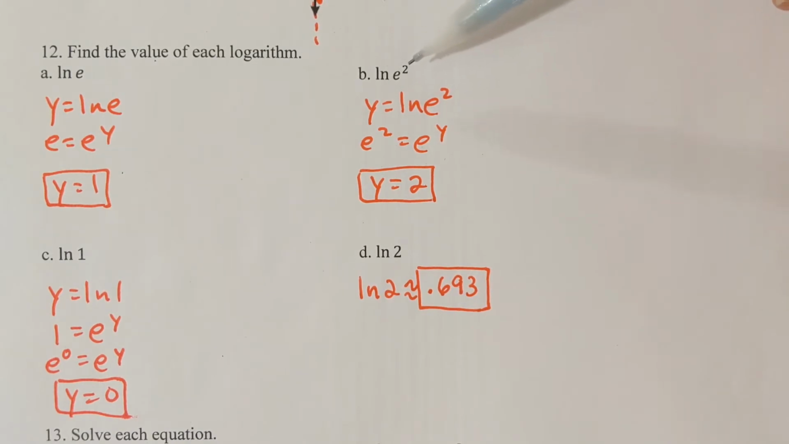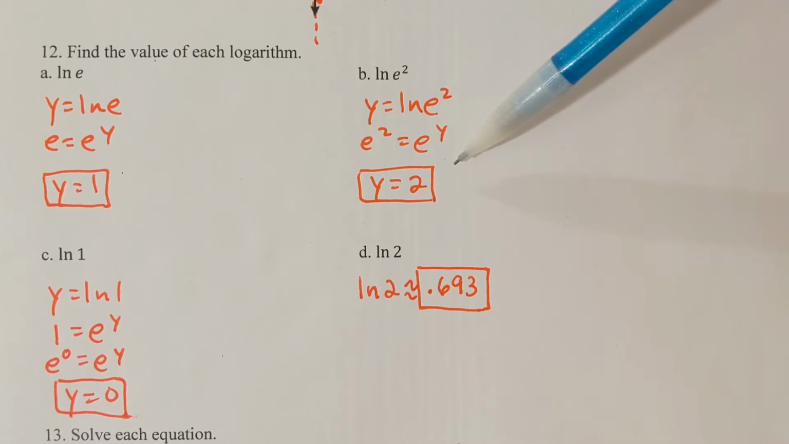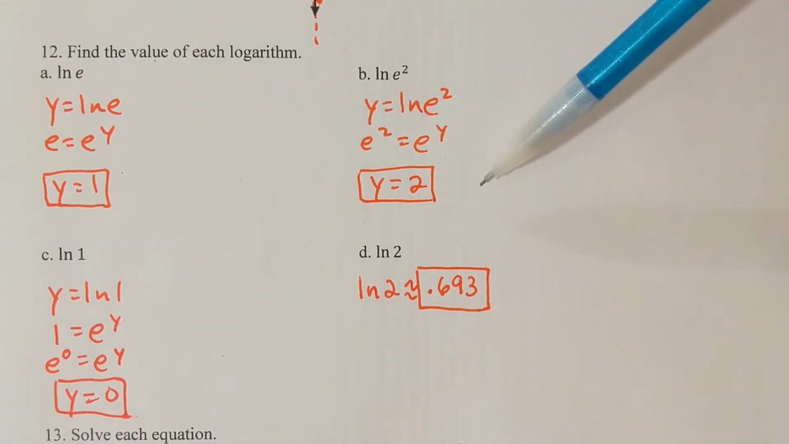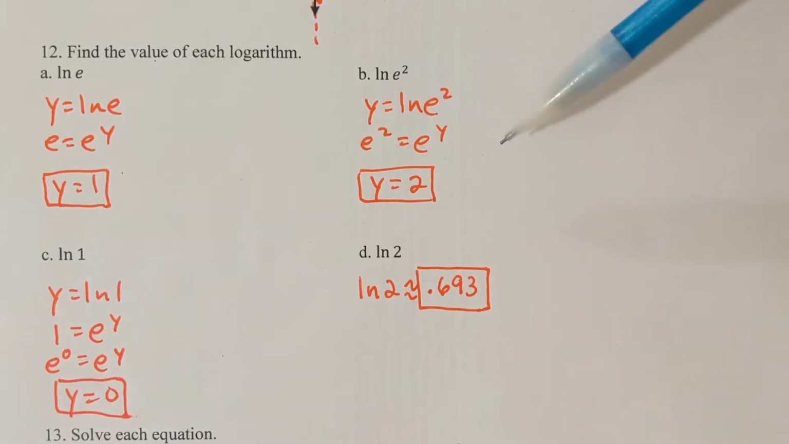Part B, the ln of e squared. Well, let me call that y and then use the definition. e squared is my input, so that's going to go all alone on the exponential. The base is e. y would be the power of e. So e to the y = e squared means that y is 2. So the ln of e squared is 2.